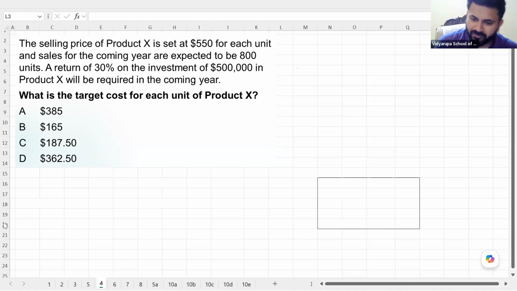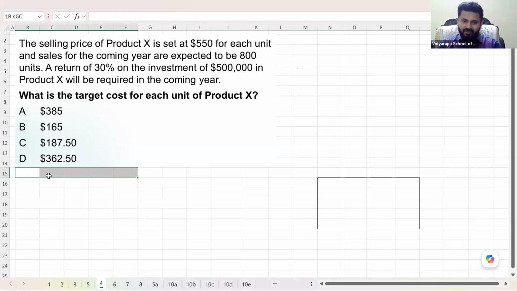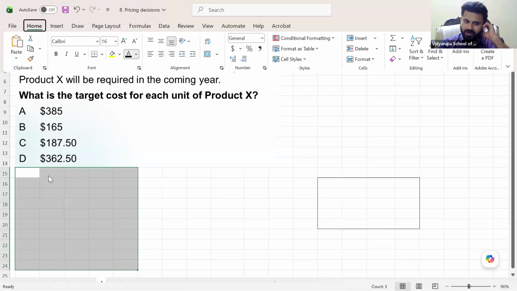Okay, I think I have waited for enough time. I have got very different answers. Now, let's discuss. Let's close it off. How do we first of all calculate the target cost? What is the formula usually for it?